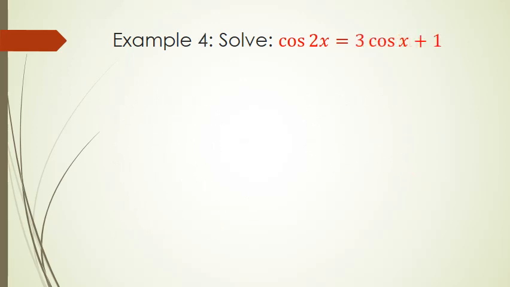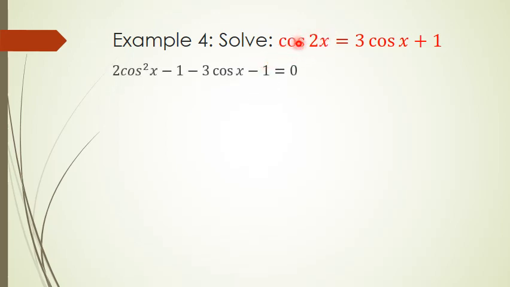Example number 4. Solve cos 2x equal to 3 cos x plus 1. Now in this equation we observe that on the left hand side we have cos 2x, while on the right hand side we have cos x. So we have to express cos 2x in terms of just cos x. We make use of the double angle formula, and to avoid bringing in another function sine, we choose the double angle formula for cos 2x, which involves only cosine, and that is 2 cos squared x minus 1.